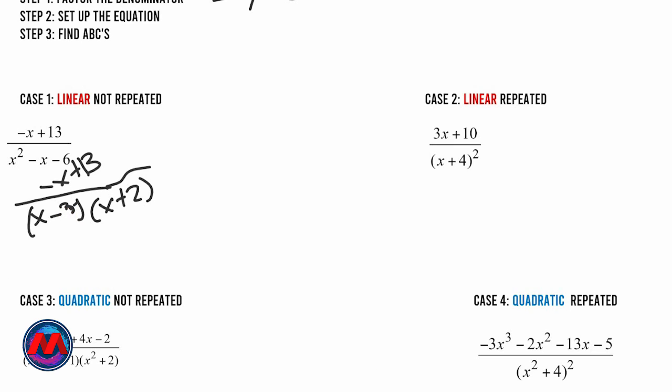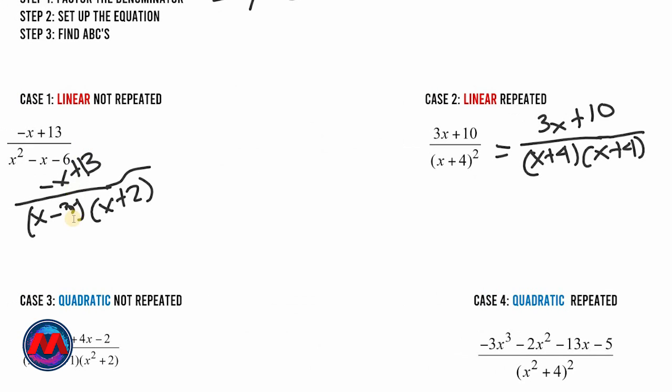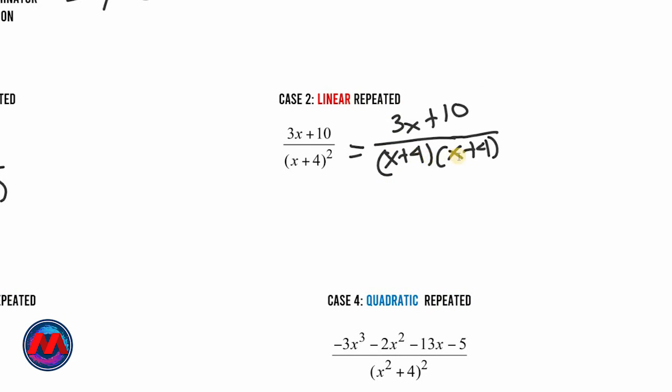Move tayo ngayon dito sa case 2. Dito naman sa case 2, linear repeated. Linear repeated kasi may naulit na linear equation, which is, kung makikita natin, dito sa denominator niya, x plus 4 squared is also the same as x plus 4 times x plus 4. Repeated kasi naulit siya. Yung pagkakaiba lang ng case 1 tsaka case 2, case 1 is hindi siya naulit pero same na linear equation sila. Then case 2, naulit siya, x plus 4 tsaka x plus 4.